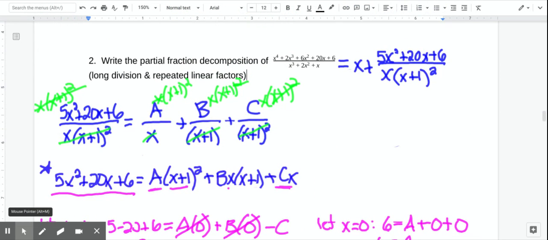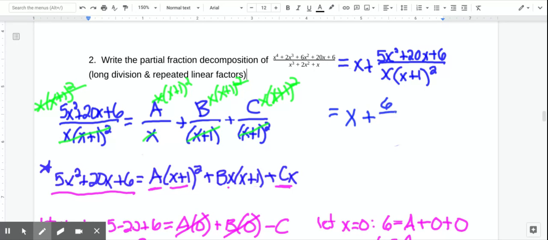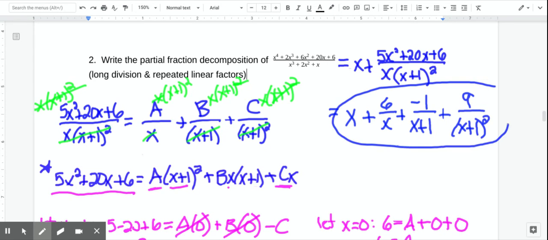So I'm going to come back up here and rewrite that. So remember my partial fraction, we had that x, that was from that long division. And then A was 6, so we have 6 over x. B was -1, so -1 over x plus 1. And then C was 9, so 9 over x plus 1 squared. And that is the partial fraction decomposition.